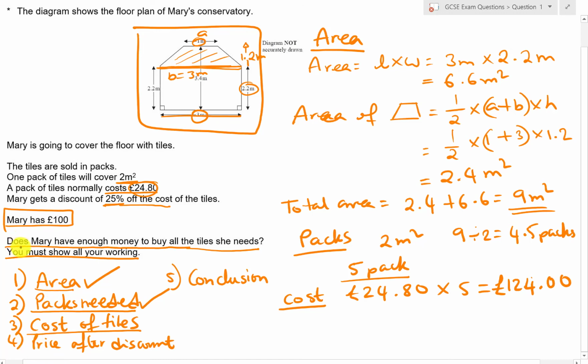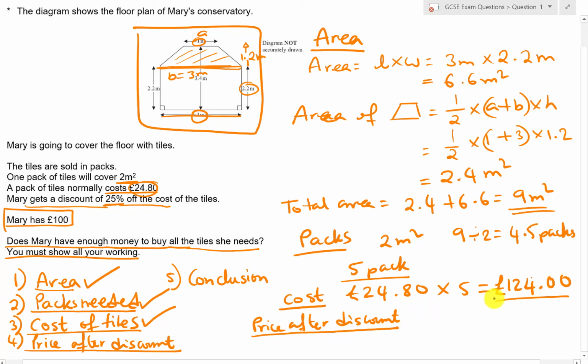Now, Mary gets a discount of 25%, so let's work out the price after discount. So we got the cost of tiles. Now let's work out the price after the discount. So price after discount. I'm really struggling with the space here, so I need to write very sensibly now. So she gets 25% discount on the total cost of the tiles, so she needs to pay for 75% of the price.